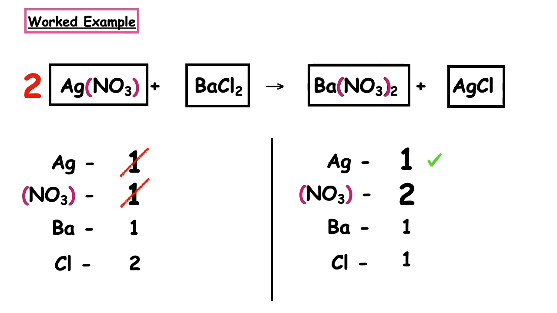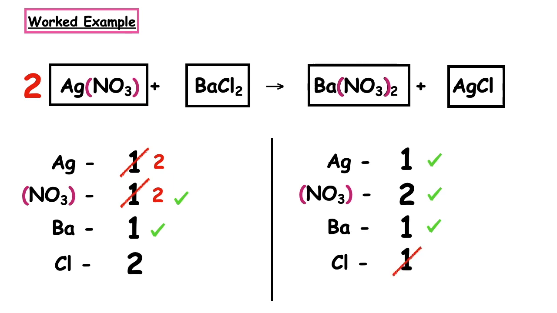Remember, we don't put any numbers inside the boxes. How many silvers do I have inside the box? I have 1. 1 times 2 is 2. How many nitrates do I have inside the box? I have 1. 1 times 2 is 2. My nitrates balance, so I can tick them off. Bariums, how many do I have on the left? I have 1. On the right, I have 1. They balance, so we can tick them off.